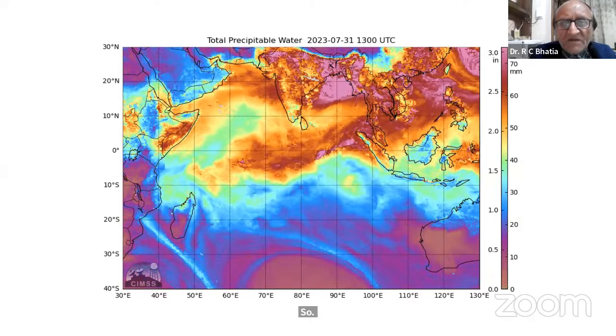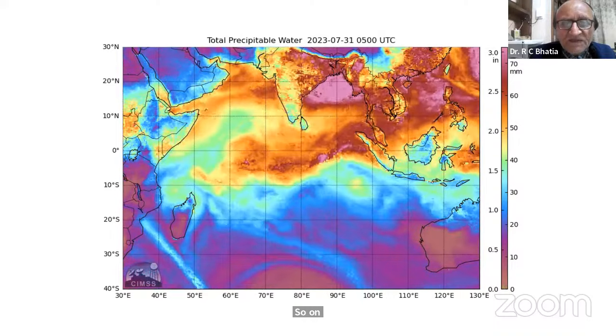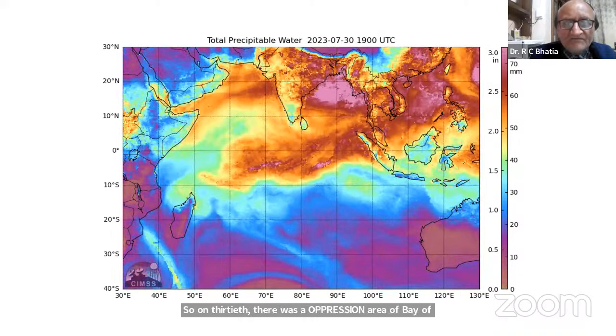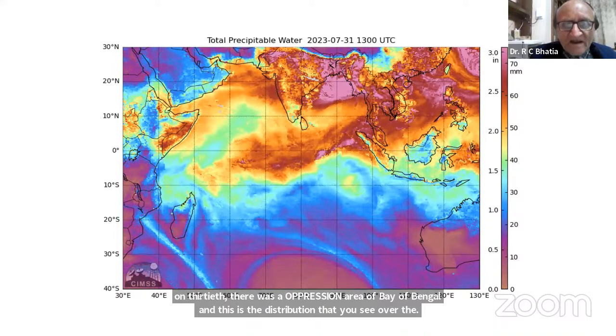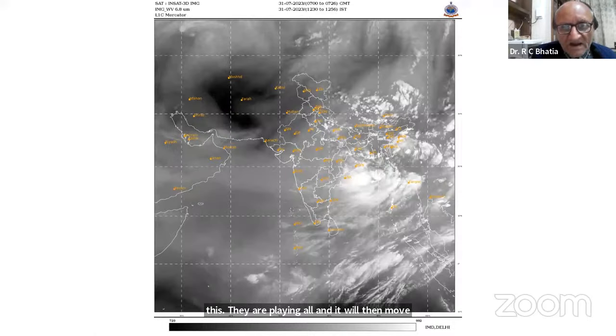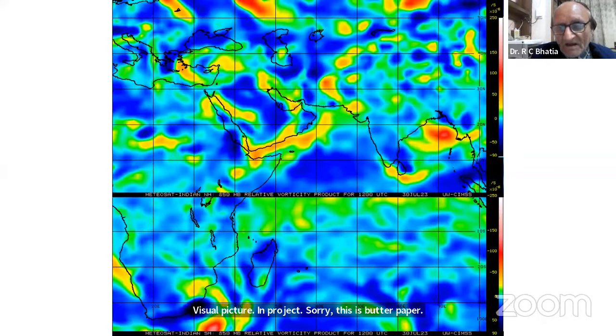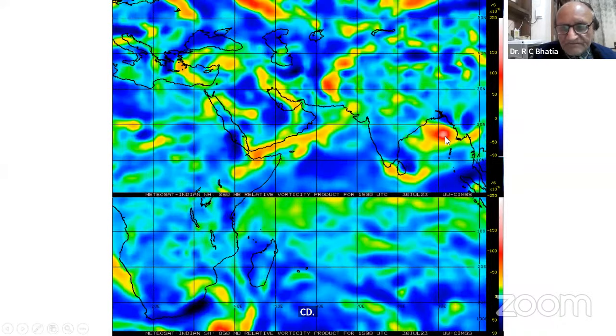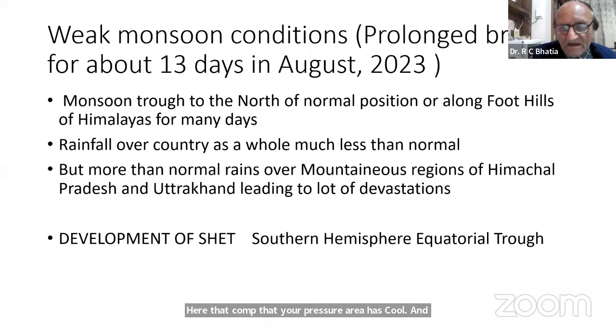So on 30th, there was a low pressure area over the Bay of Bengal, and this is the distribution that you see in the TPW product. And the images of 3D are here. You can see the clouding due to the low pressure area over the Bay of Bengal, and it will then move westward. Visible picture, infrared, this is water vapor. And of course, the vorticity here confirms that the low pressure area has formed and it has increased.